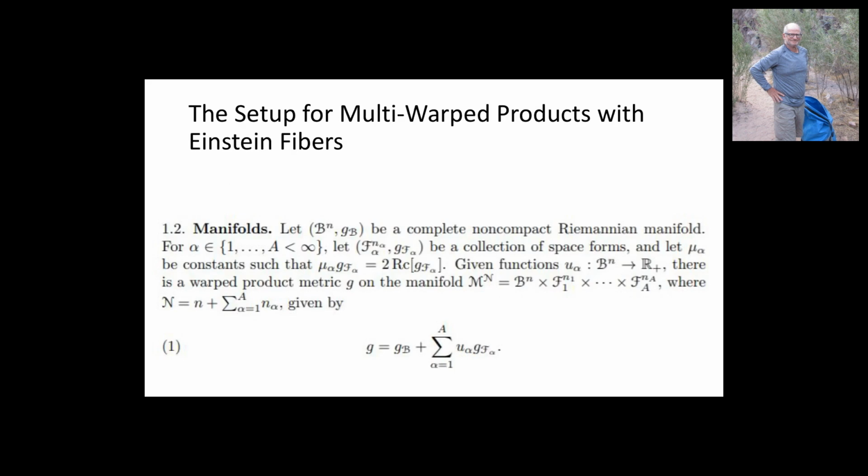So let me set up what we're working with. These are certain multi-warped products which have Einstein fibers and manifolds. We're working first of all with the base manifold, which we call B^n, and this is the dimension. We have the base metric, which we call g_B. This is a complete non-compact Riemannian manifold.